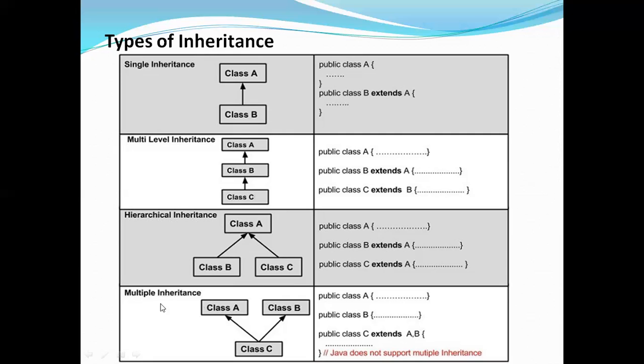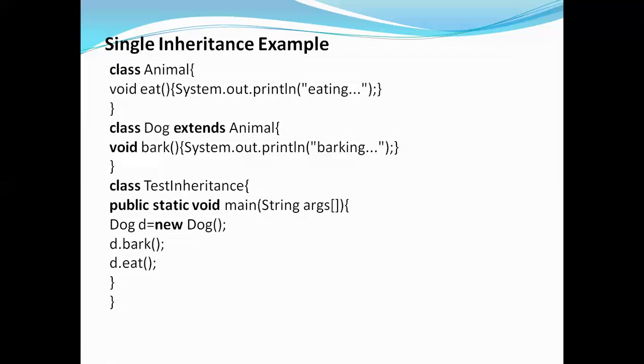Except multiple inheritance, the remaining three inheritance types are supported by Java. So that is single inheritance, multi-level inheritance, and hierarchical inheritance. If we remember the diagrams, it's easy to remember the types of inheritance. Now let's go to the examples of all these types. Let's start with single inheritance first.